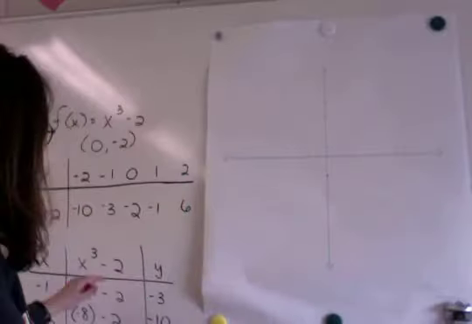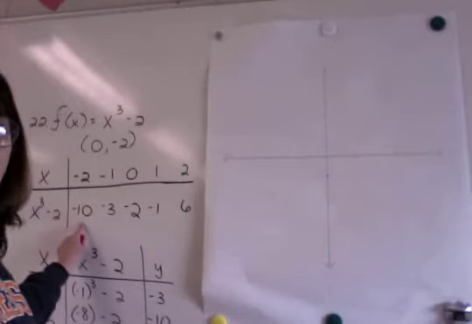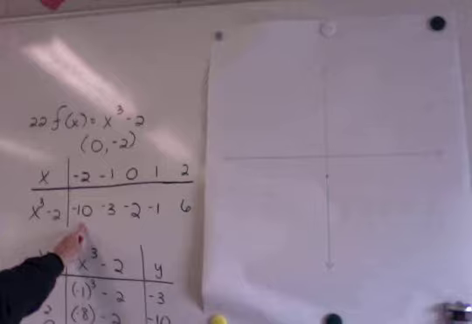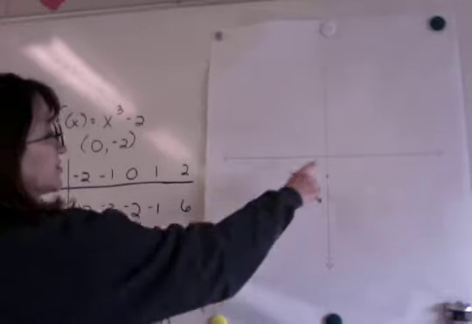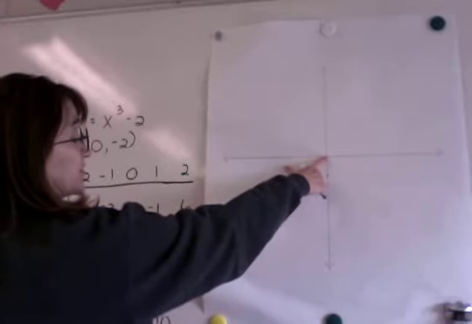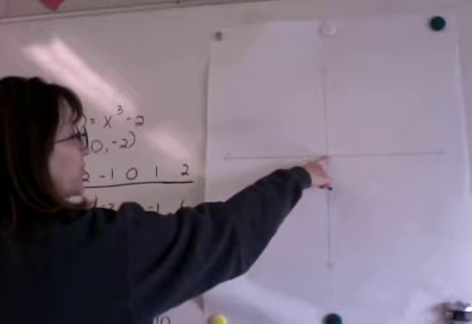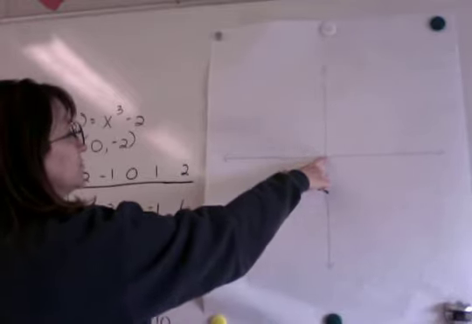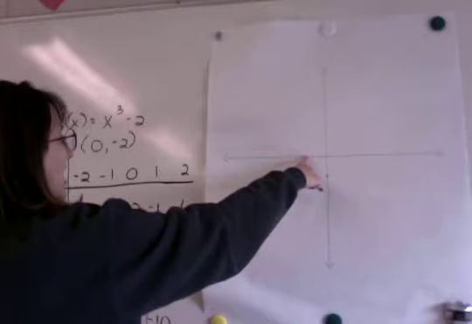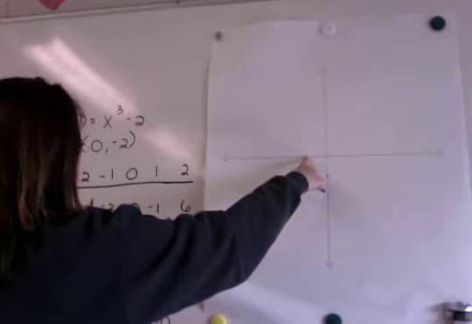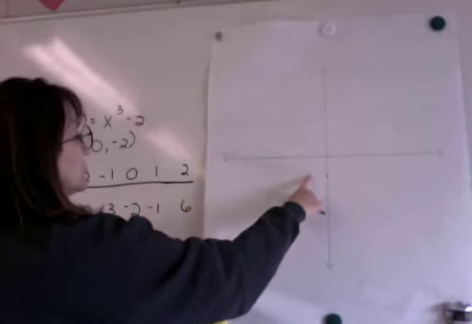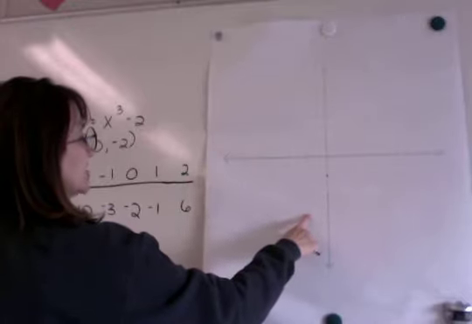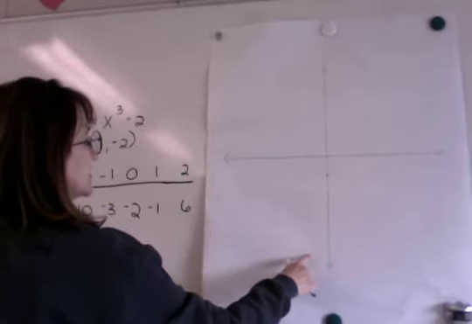Then I have a couple more points I'm going to put down. I have a negative 2 and a negative 10. So I'll start at the point of origin, or 0, 0. That's telling me to go to the left 2 places and then to go down 10 places, right? 1, 2, 3, 4, 5, 6, 7, 8, 9, 10.